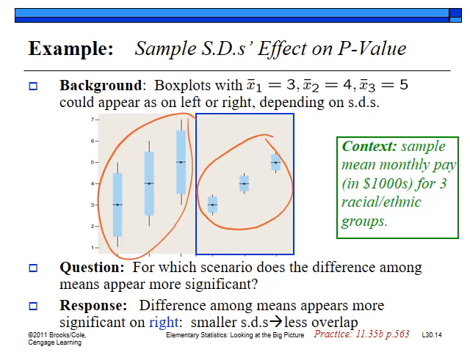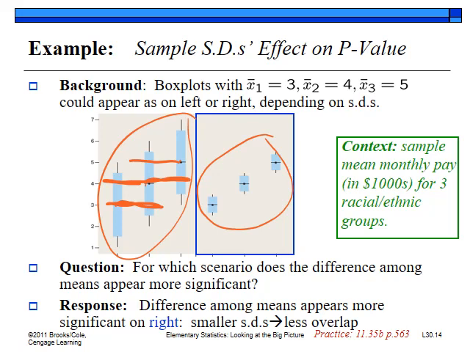Well, it's the one on the right. Because the spreads are smaller, there's less overlap. If you look over here to the one on the left, if you look in group 1, that mean is within the middle 50% of the second group. The mean of the second group is within the middle 50% of both the first and the third group. And the mean of the third group is within the middle 50% of the second group. So overall, there's a lot of overlap among these three boxes.